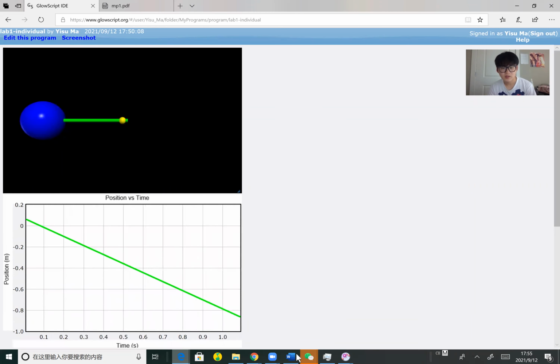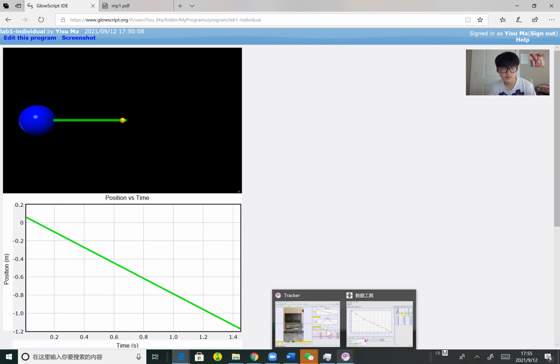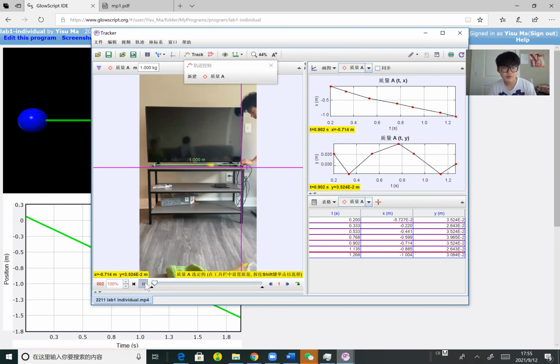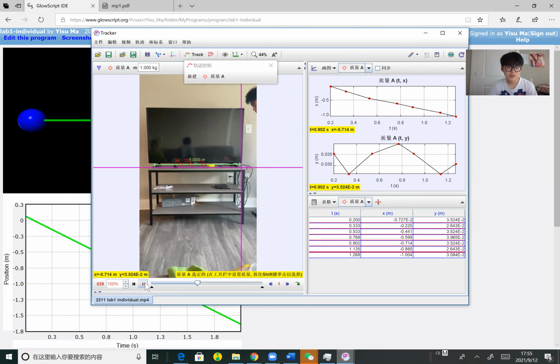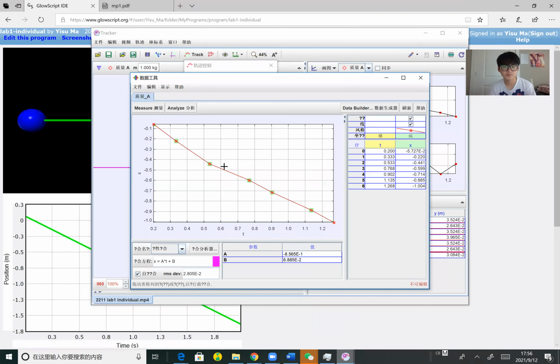And then I recorded the experiment in real life. Here, my roommate pushed a ball on the surface, and I used Tracker to track the whole trajectory. Now let's look at the analysis graph.